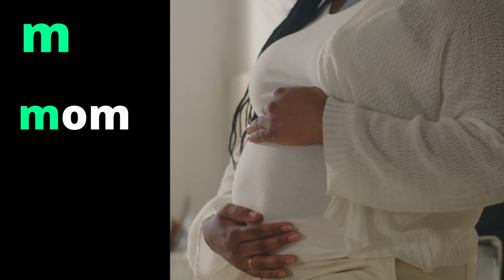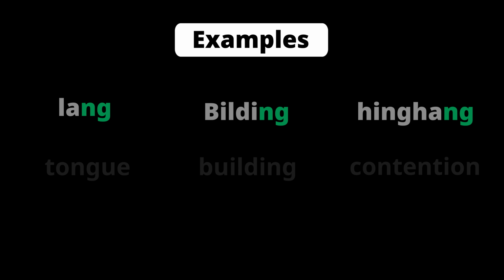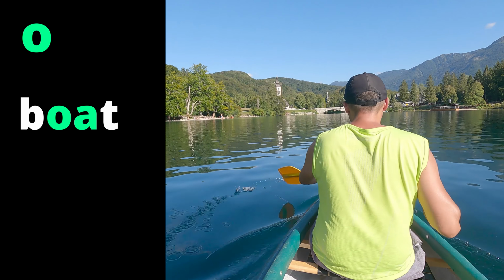M sounds like M in mom. N sounds like N in nest. NJ works very similar to how NG works in English, particularly with that g sound at the end. O sounds like O in boat. Now, it does not sound like O, but it sounds like O.